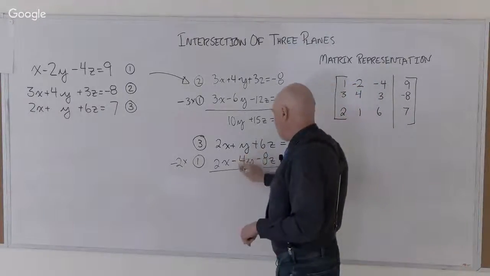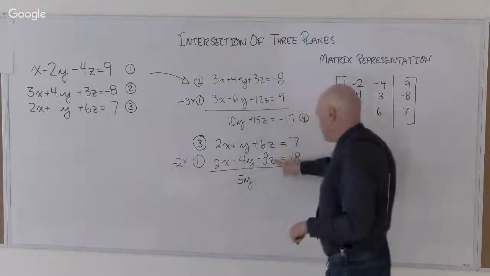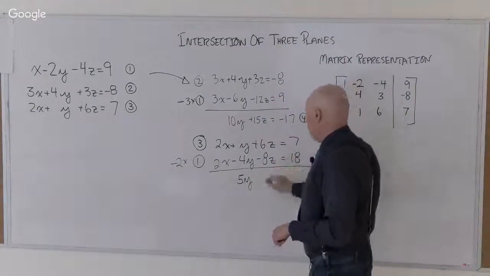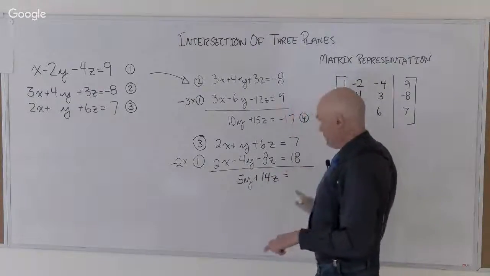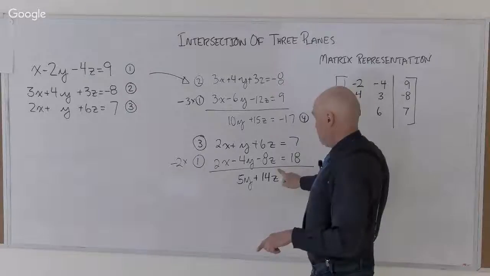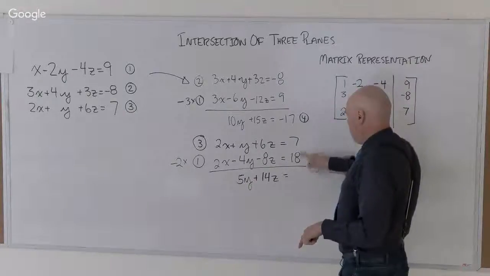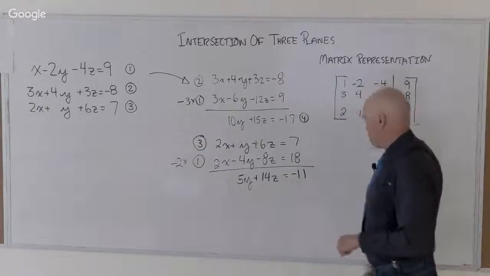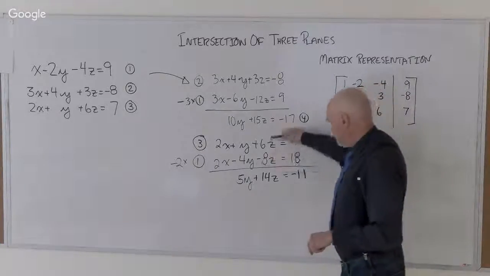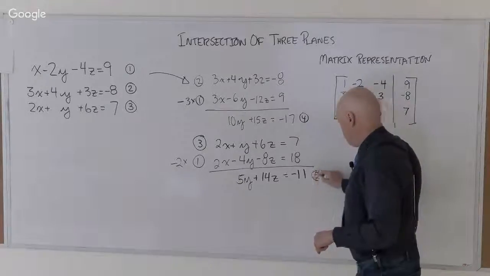Y subtract -4y is 5y. 6z subtract 8z is 14z. I've done everything right. I have not. Oh yeah. So far, so good. And then 7 subtract 18 is -5. Okay. Just double check. All right. Okay. So this is equation 5.